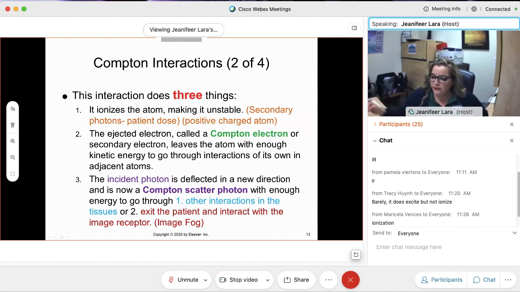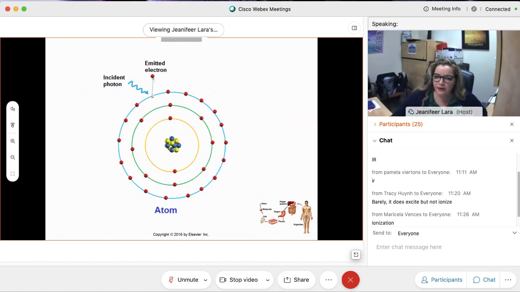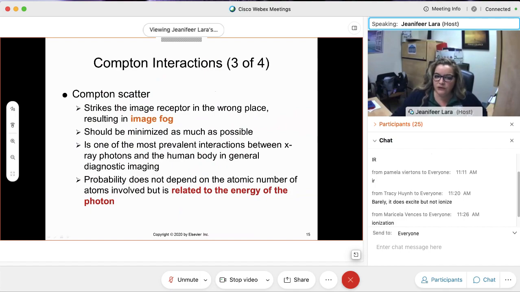When we get to photoelectric effect, it does not have the same byproducts. I think one of my students yesterday said side effects. It does not have the side effects that Compton does. Make sense? So, we talked about image fog, remember? If the Compton scattered photon strikes the image receptor in the wrong place, it will result as image fog.